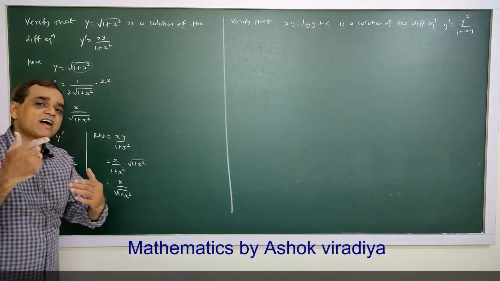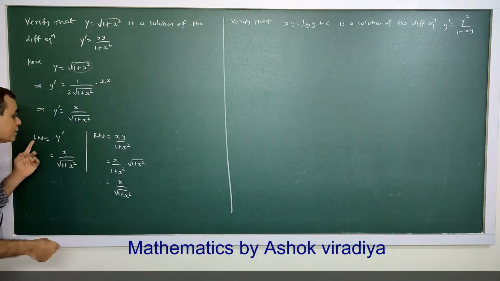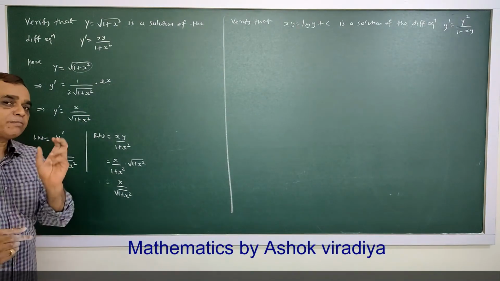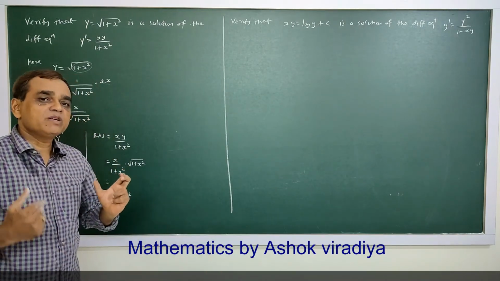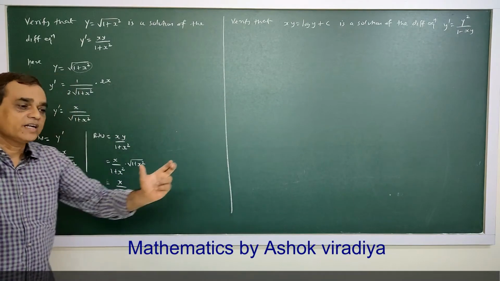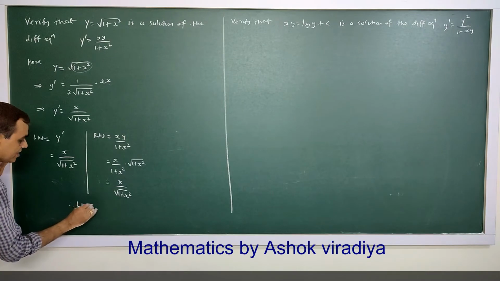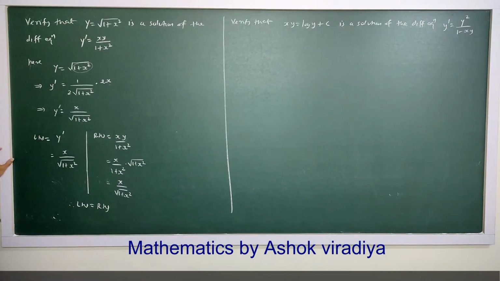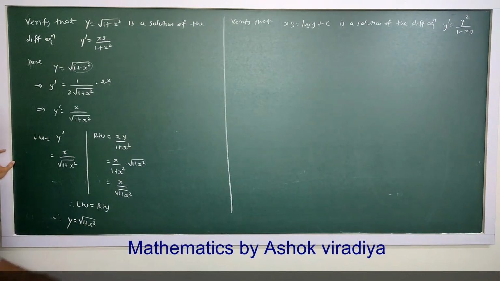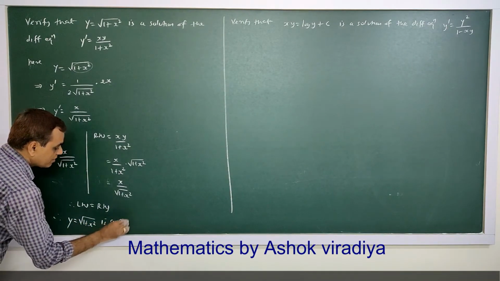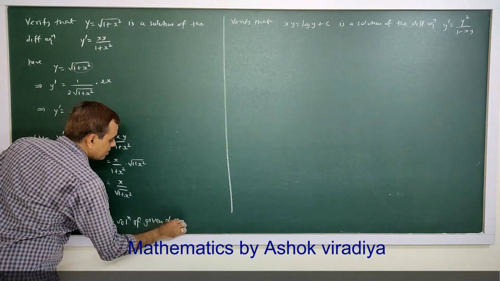So here the value of y dash and the value of y can be used to prove LHS equal to RHS. Sometimes we begin from LHS and get RHS. Sometimes we simplify LHS and RHS separately and show they are equal. Therefore, LHS equal to RHS. Therefore, y equal to root 1 plus x square is a solution of the given differential equation.